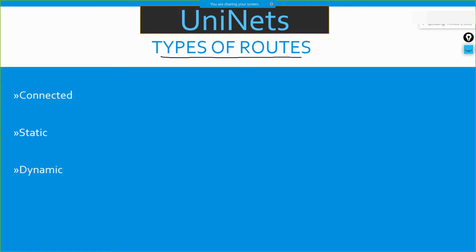Types of routes. Whatever the routes the router has received, they will be categorized into only these three categories. So what are they?